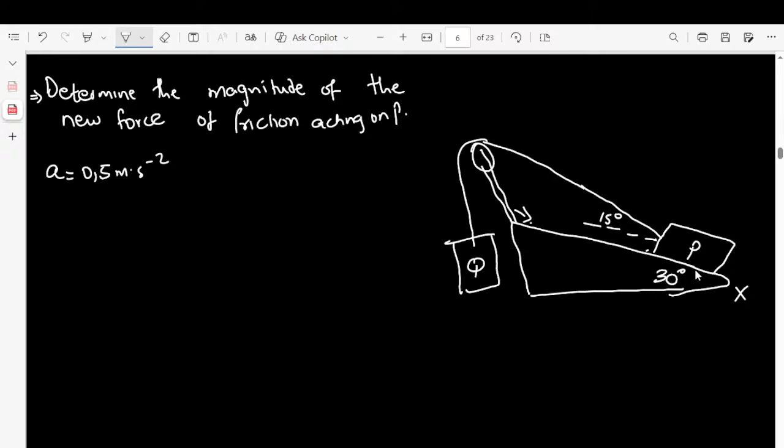And this is what we have now. They want us to find the magnitude of the new force of friction that is acting on the block. Guys, this is easy. Not only easy, this is nice. So look at how we're going to answer this problem. We're going to use crate P. Someone can prefer to use crate Q. So we're going to use two methods.